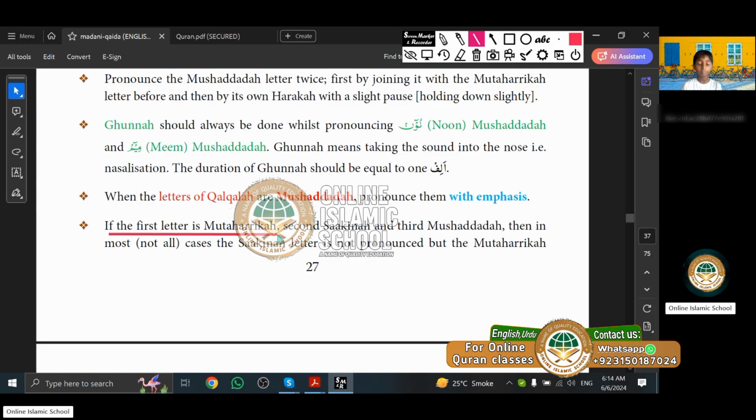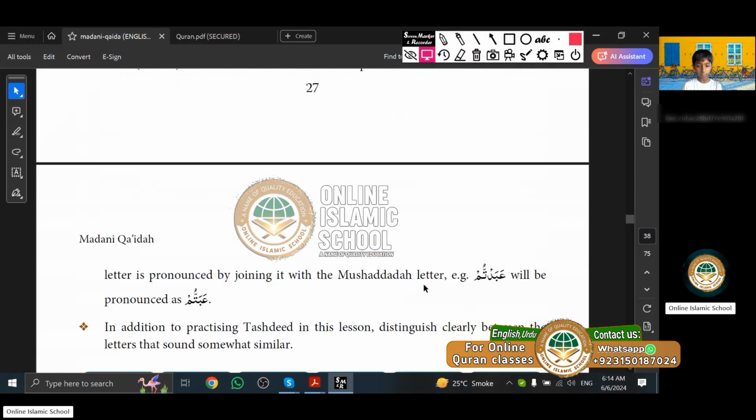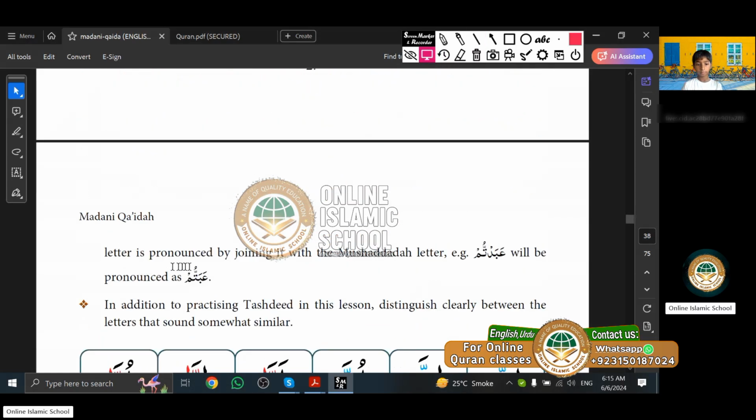Okay. So if the first letter is mutaharrik, the second is sakin, and the third mushaddid, what is the rule? If the first letter has any sign from these three signs, like zabr, zer, or pesh, the second is sakin, and the third is mushaddid, then in most cases the sakin letter is not pronounced, but the mutaharrik letter will be pronounced by joining it with the mushaddid letter.